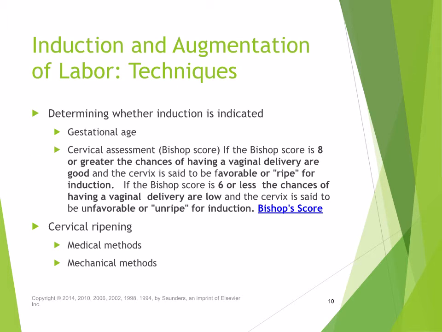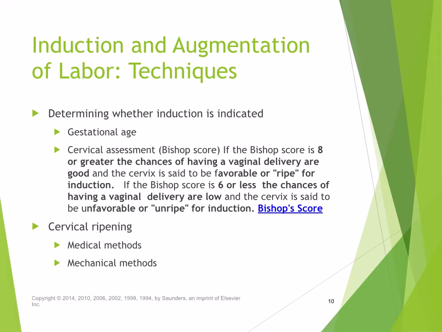Augmentation techniques include determining when induction is indicated, so the gestational age is always a factor. Very rarely do we want to induce people in a preterm period unless it is unsafe to continue the pregnancy in that setting. We want to perform a cervical assessment, which is called a Bishop score. This score is given to moms based on a vaginal exam to really assess whether their cervix is favorable for the process of induction.